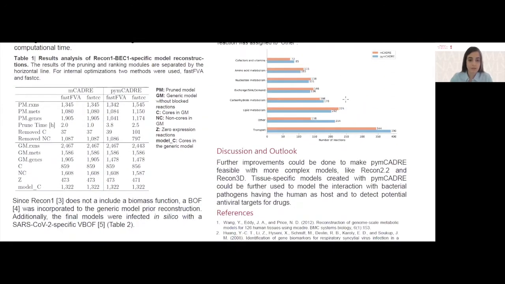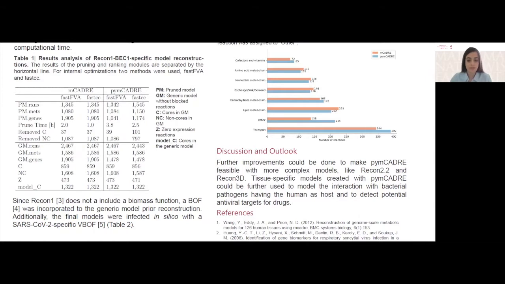So table 1 compares the characteristics of the final ReconOne BEC1 specific models created by pymCADRE to the ground truth, which is mCADRE. And as it can be seen, internal optimizations done by FastFEA resulted in a model closer to the model obtained by the original implementation. However, at the cost of computational time, as FastFEA needed more time to proceed.